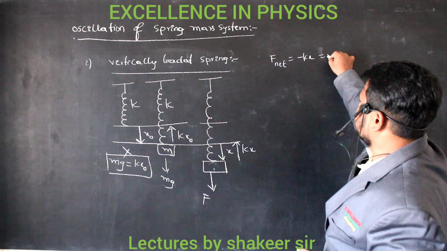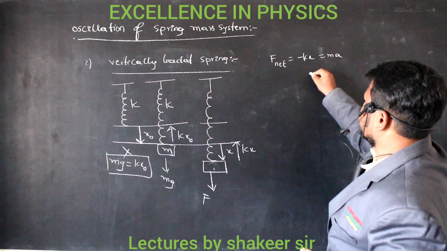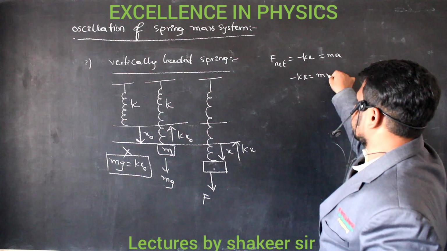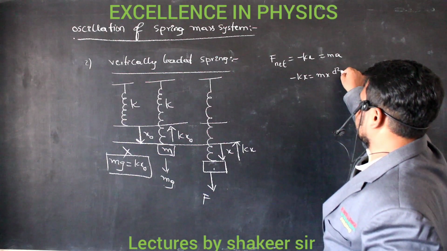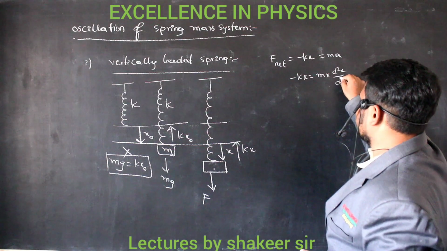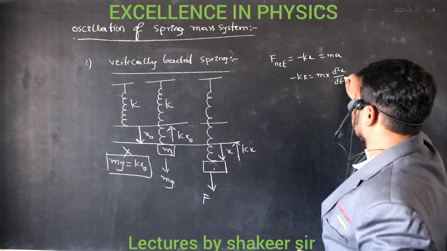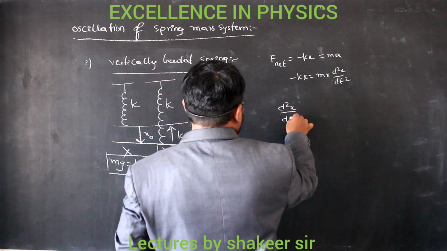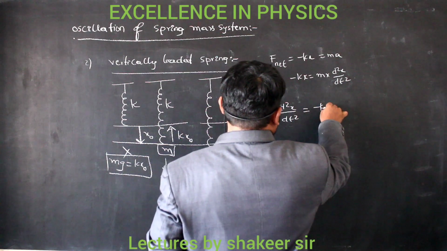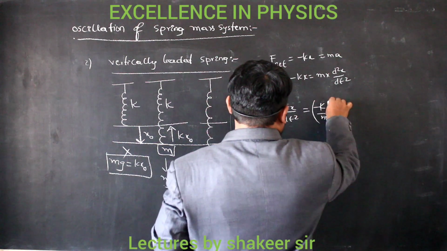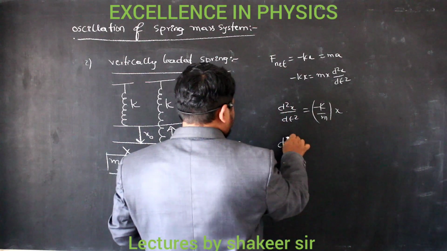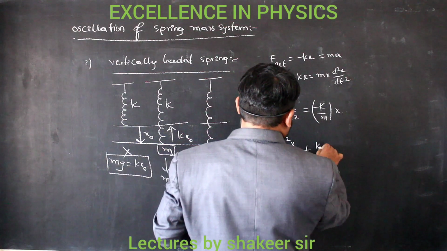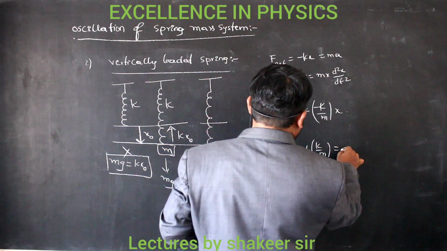Clear? Which is equal to mass into acceleration. So minus K into x is equal to mass into acceleration, which can be written as d square x divided by dt square. So d square x divided by dt square is equal to minus k by m into x. So again, d square x divided by dt square plus k by m into x is equal to 0.